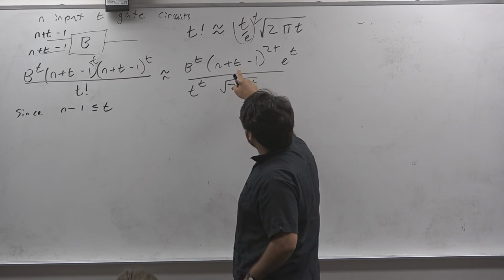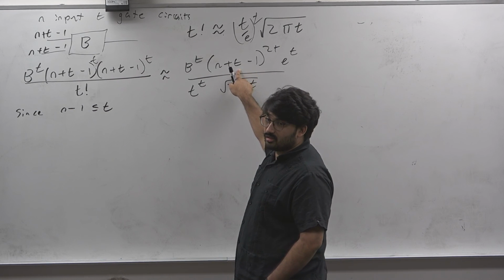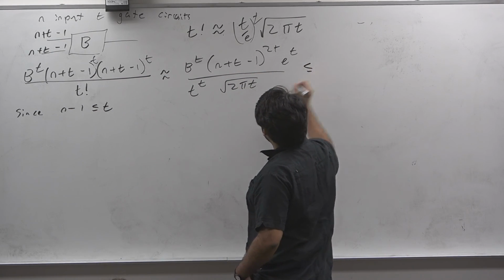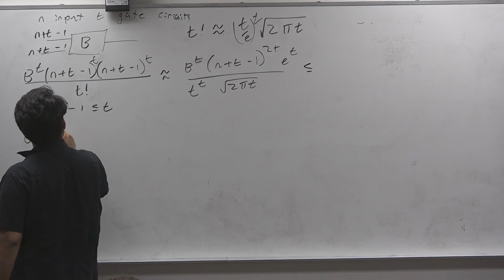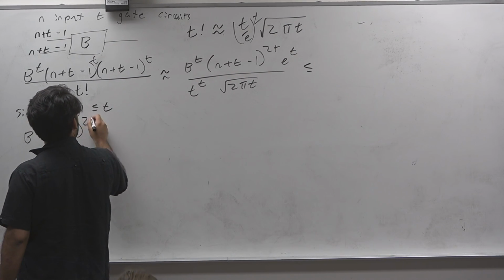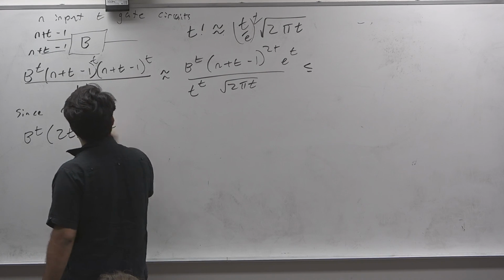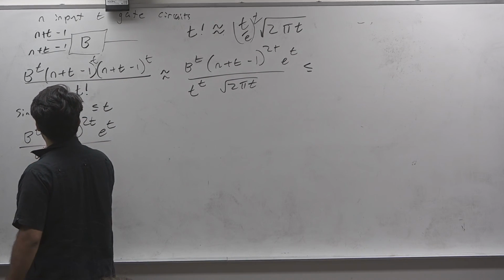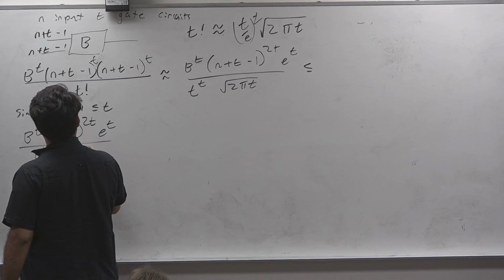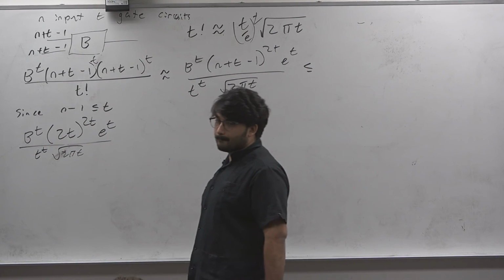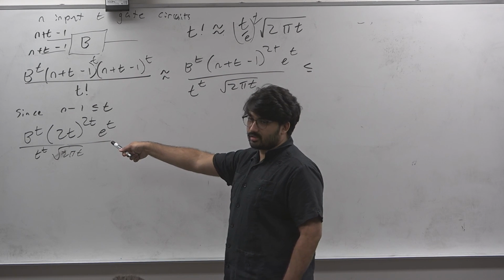We can substitute, there's an N minus 1 and there's a T here. We can overestimate this by B to the T, 2T to the 2T, e to the T, over T to the T, times square root of 2 pi t, okay? Do we agree with that overestimation?